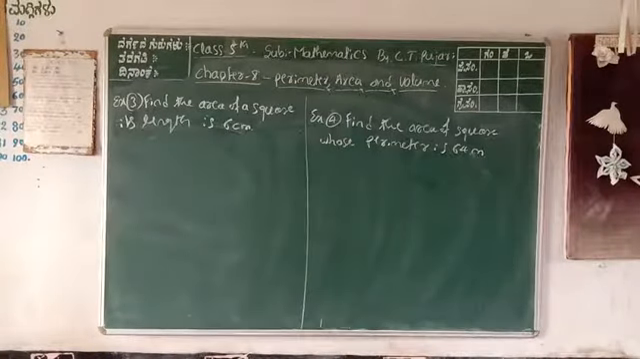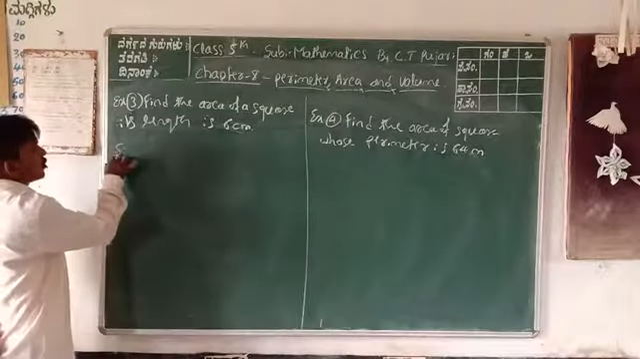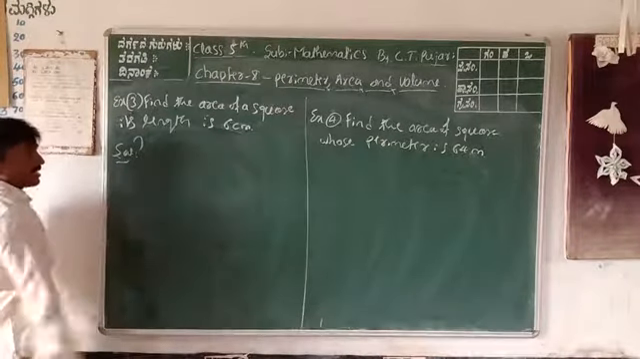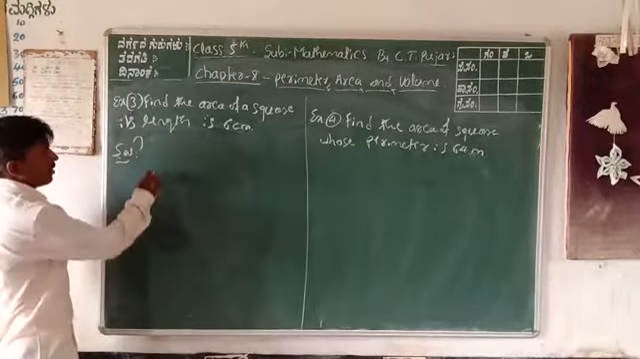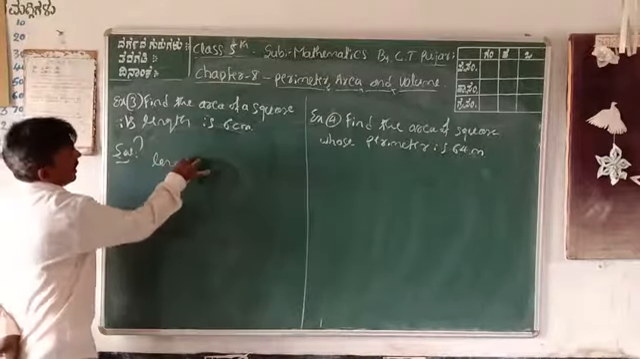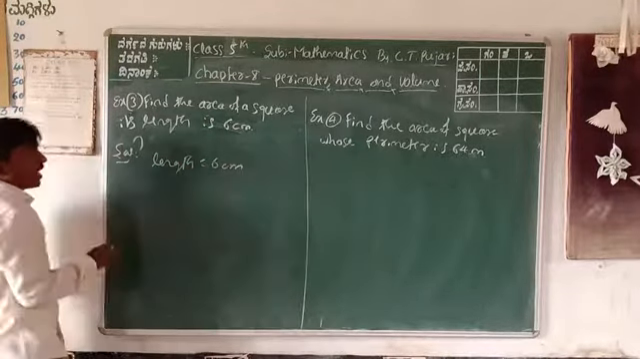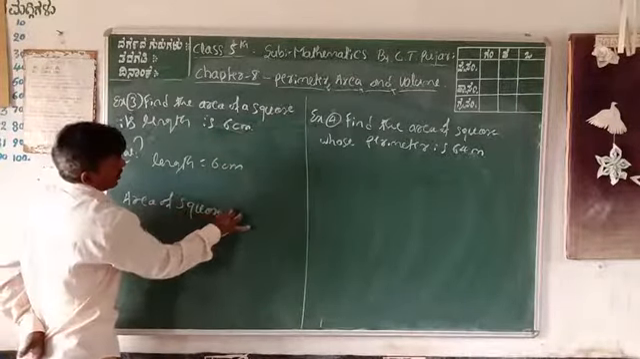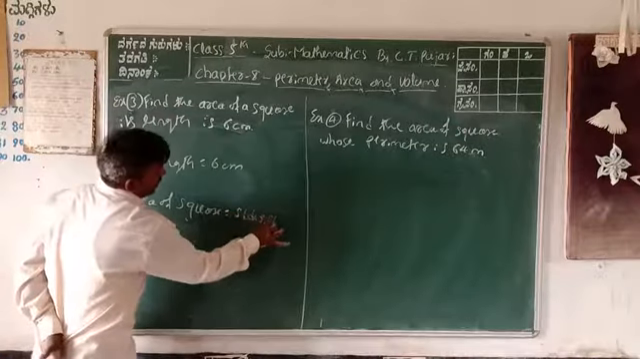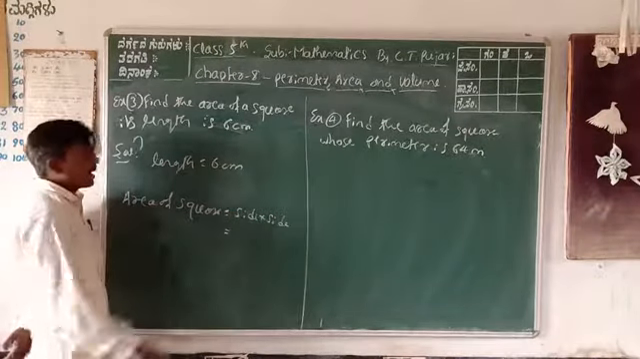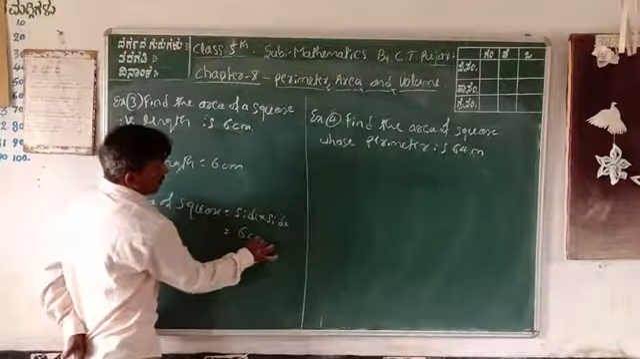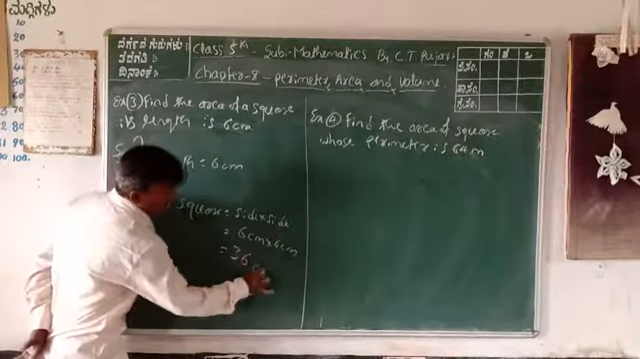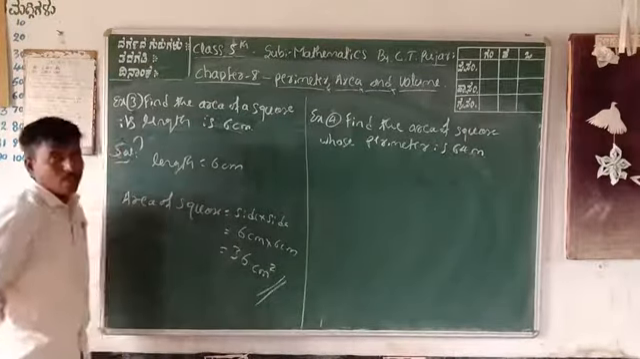Therefore, the next one is what? Example on squares. Solution. First one is to find the area of a square. Its length is 6 centimeters. Therefore, given length is 6 centimeter. Area of square is equal to the formula: side into side, or otherwise A into A. Side is given, that is 6 into 6 centimeter, is equal to 6 6s are 36 centimeter square. That is over.